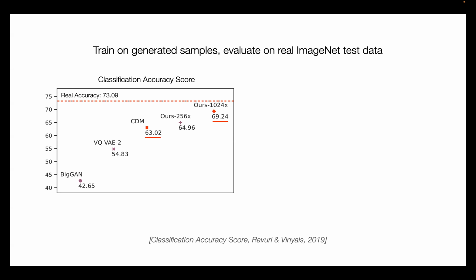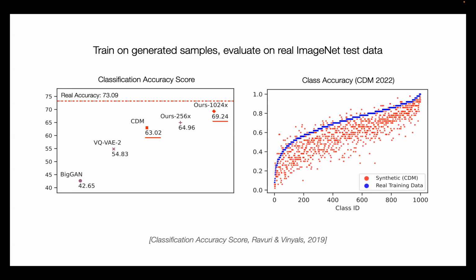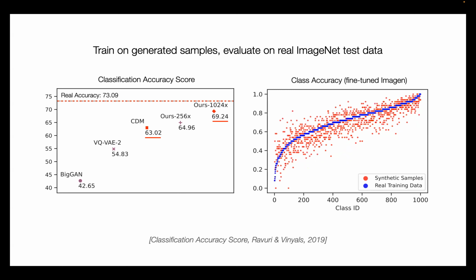And if we want to look at class-by-class accuracies, here is what we got with the cascaded diffusion models. We get a few classes that seem to generalize better than the model trained on real data, but not very many. Here's what we get when we looked at the fine-tuned Imagen model. So now we see many ImageNet classes generalizing better to the test set that were trained purely on synthetic data.